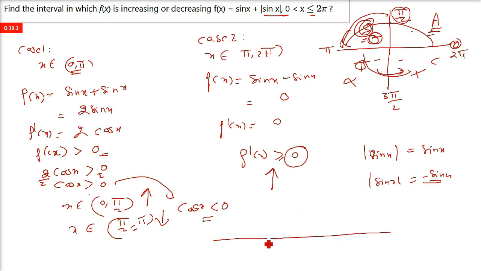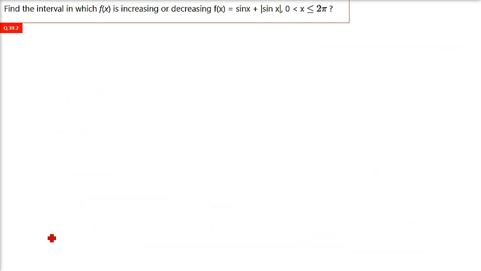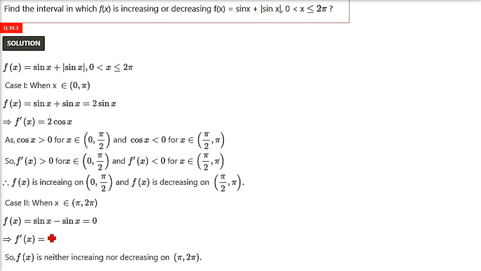What I am trying to say here is, this is 0, this is pi by 2, this is pi, this is 3 pi by 2 and this is 2 pi. So I told you between 0 to pi by 2 it is increasing, pi by 2 to pi it is decreasing. Then pi to 2 pi, as you got, f dash x is greater than or equal to 0, so it is increasing. Sometimes it is increasing, sometimes decreasing. So it means that between 0 and 2 pi, this function sin x plus mod sin x is neither increasing nor decreasing. So how are we going to write it? This is the whole procedure we are going to write.